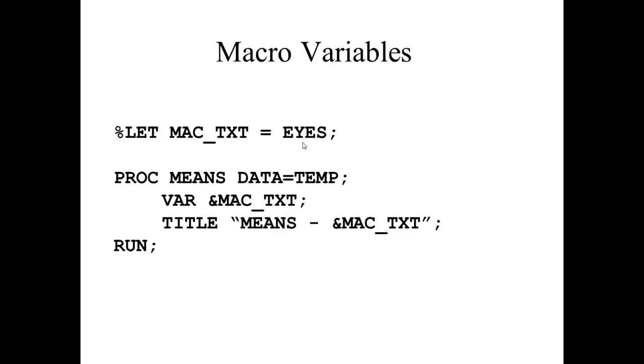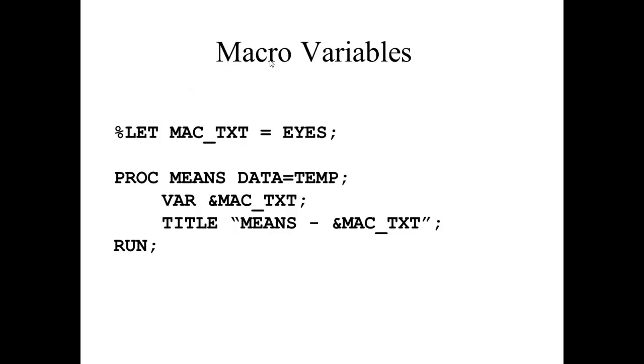So here is an example of a macro variable. I've created a macro variable and it's called mactext, and I've set it equal to a numeric variable called eyes. And this is a numeric variable on the data set called temp. That's why we're using this data set in this example. So eyes is a numeric variable that represents a measurement of vision. And we've created this macro variable called mactext.